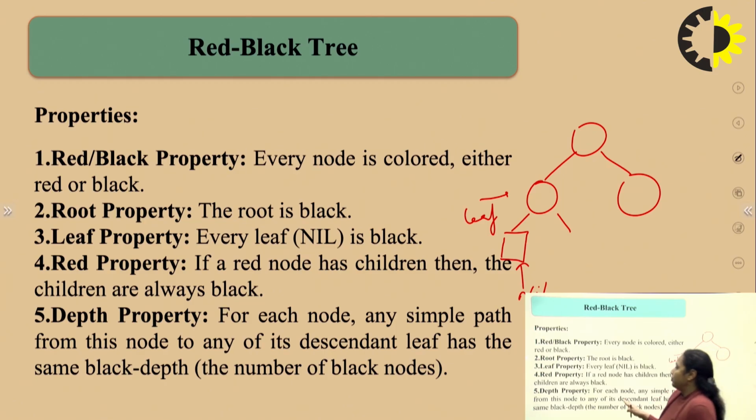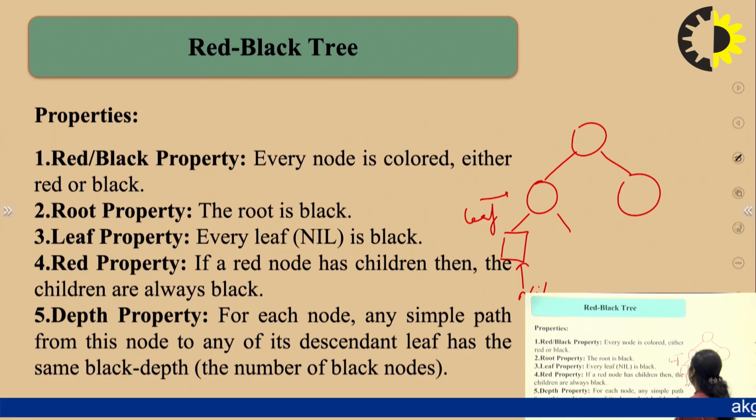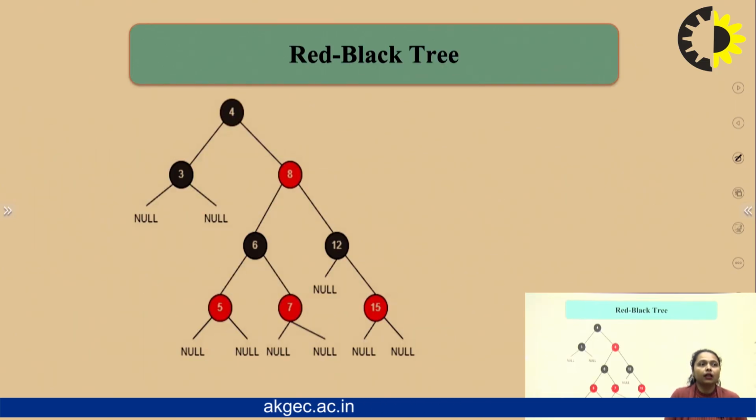Next is the depth property, which is very important. For each node, on the simple path to any leaf node, the total number of black nodes is the same. It means if I consider any path of this particular tree, the number of black nodes will remain the same in all the paths. That is the depth property. So this is one of the examples of a red black tree.